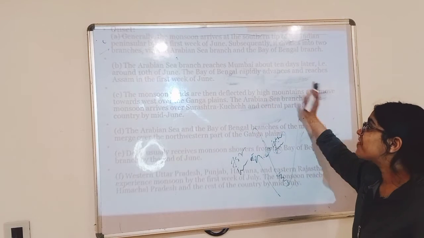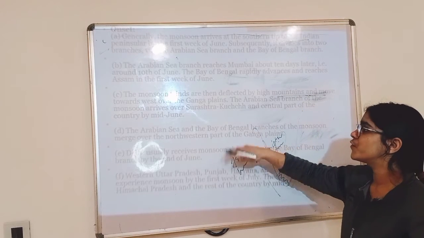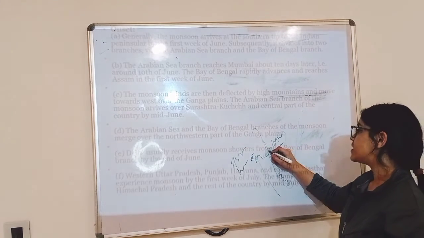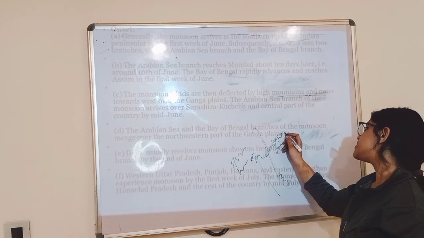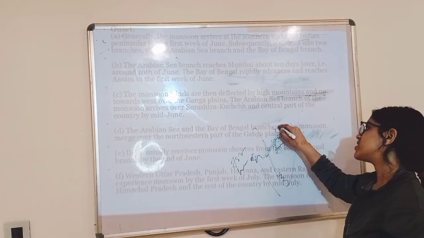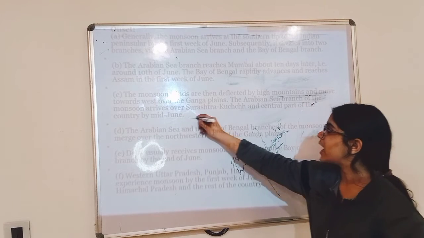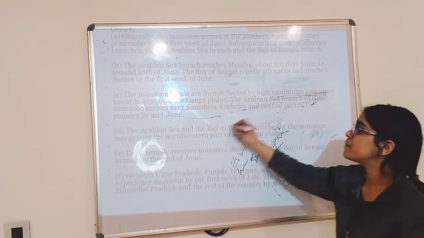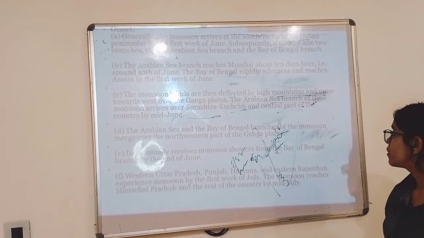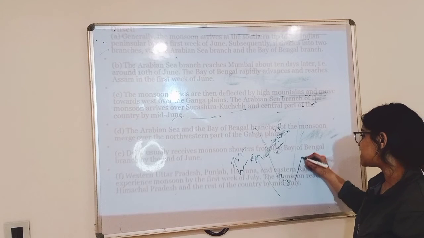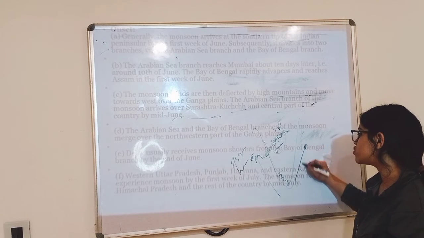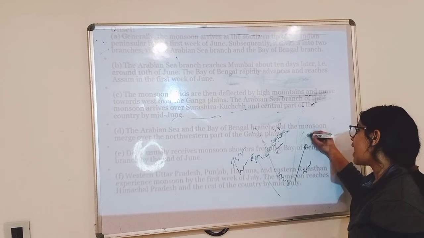The monsoon winds are then deflected by high mountains and move towards the west of the Ganga Plains. यहाँ पे mountain आ जाते हैं, and then it deflects over the Ganga Plains. Ganga Plain पे आ जाती है. Arabian Sea branch of the monsoon arrives to Kutch and central part of the country by mid-June.